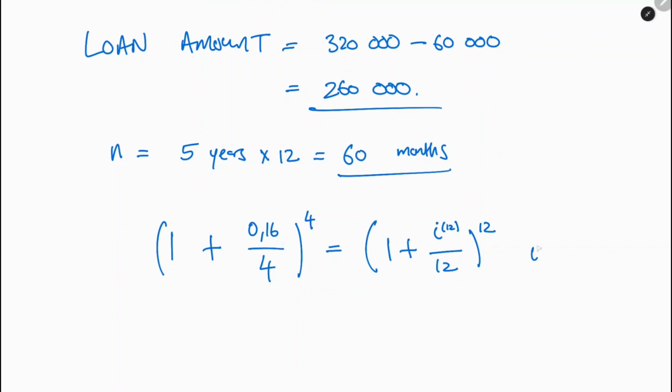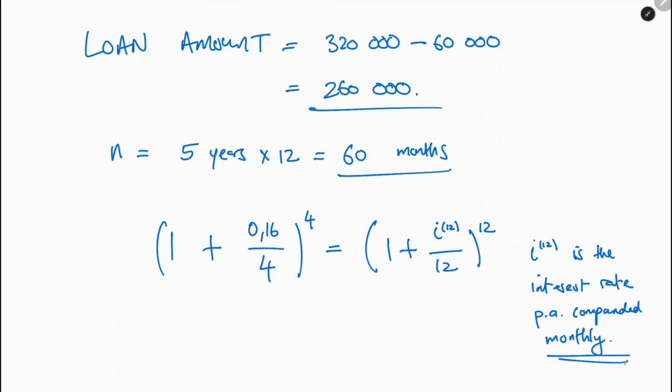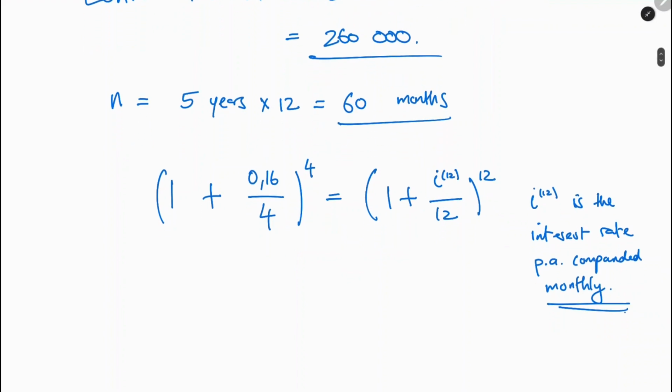So I'm going to write that here. I-12 is the interest rate per annum compounded monthly. And we need this one because, as I said before, we're making monthly repayments. So we need the percentage per annum compounded monthly. We can't work with this compounded quarterly value over here. We need to translate it into the monthly value. So we solve for I-12.